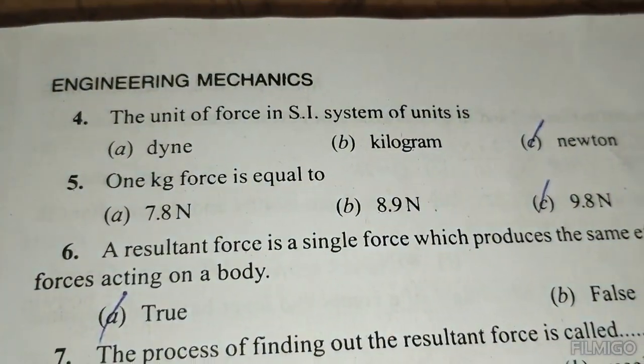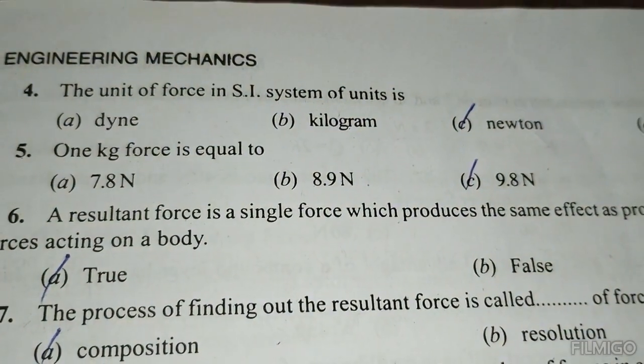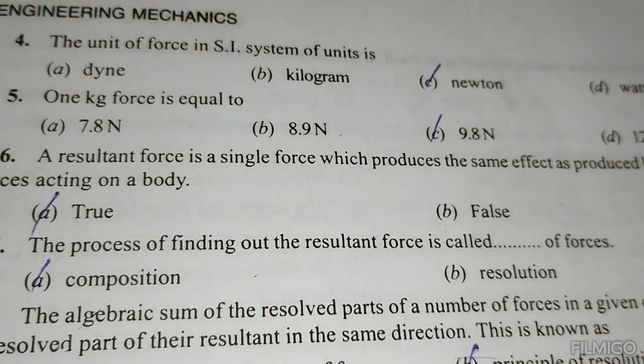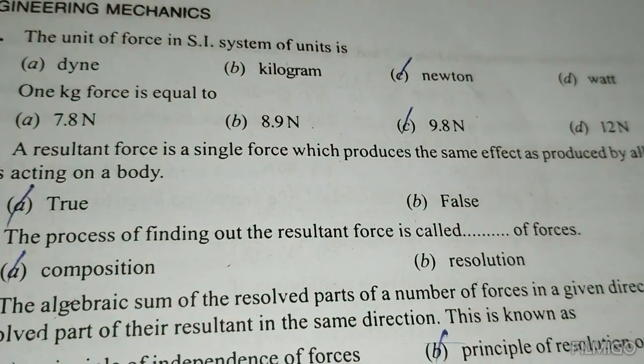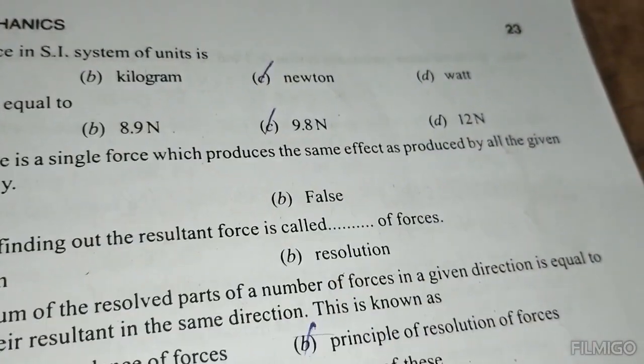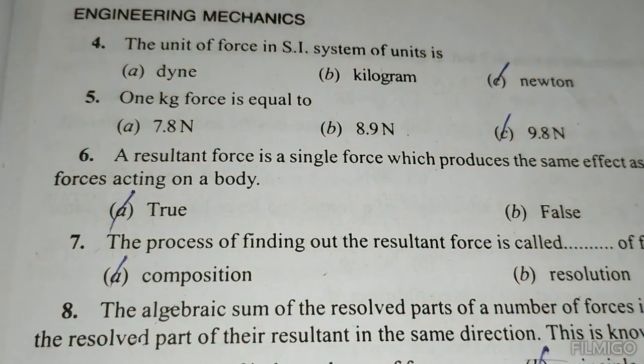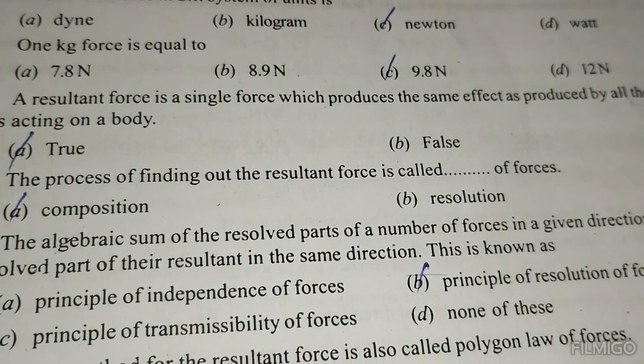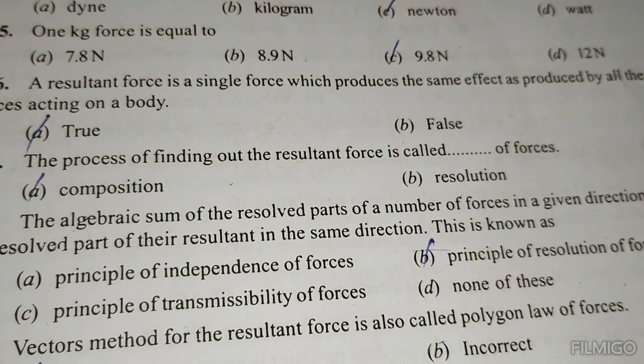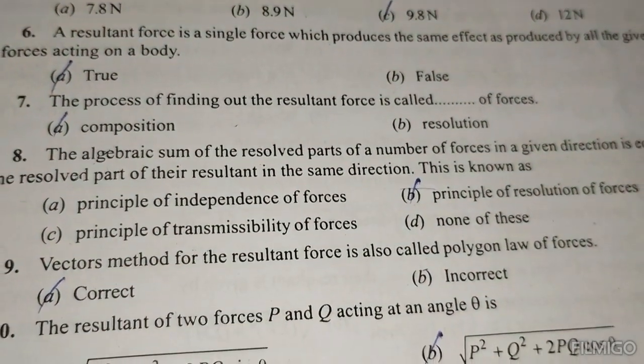The unit of force in the SI system is the newton. 1 kg of force is equal to 9.81 newtons. A resultant force is a single force which produces the same effect as that produced by all the forces acting on the body. True. The process of finding the resultant force is called the composition of forces.